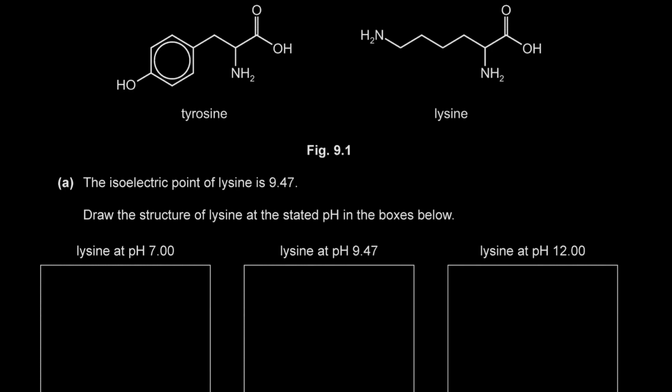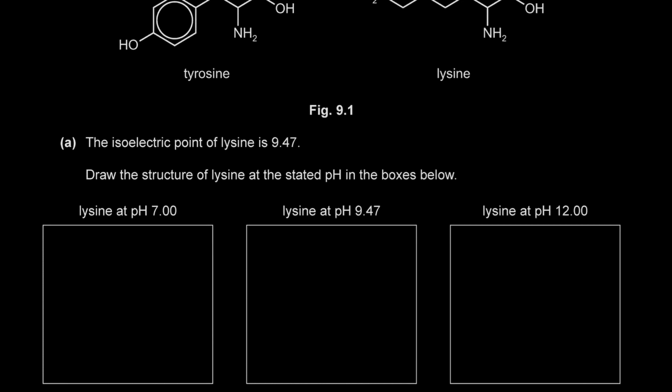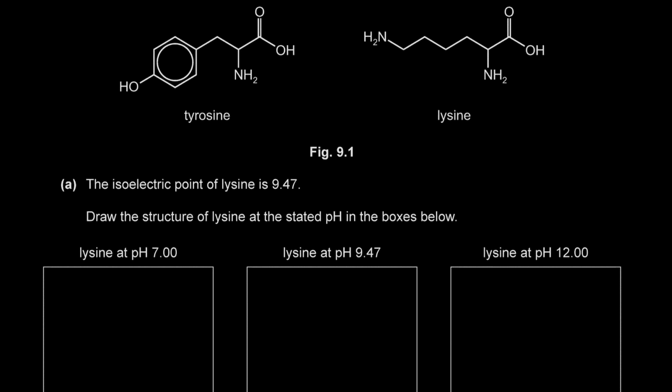So at pH 7, what we're going to have is lysine. Nothing happens to the acid group, so the CO2H remains the same, and then the NH2 becomes an NH3 plus, and then we have 1, 2, 3, 4, and then we have an NH2.